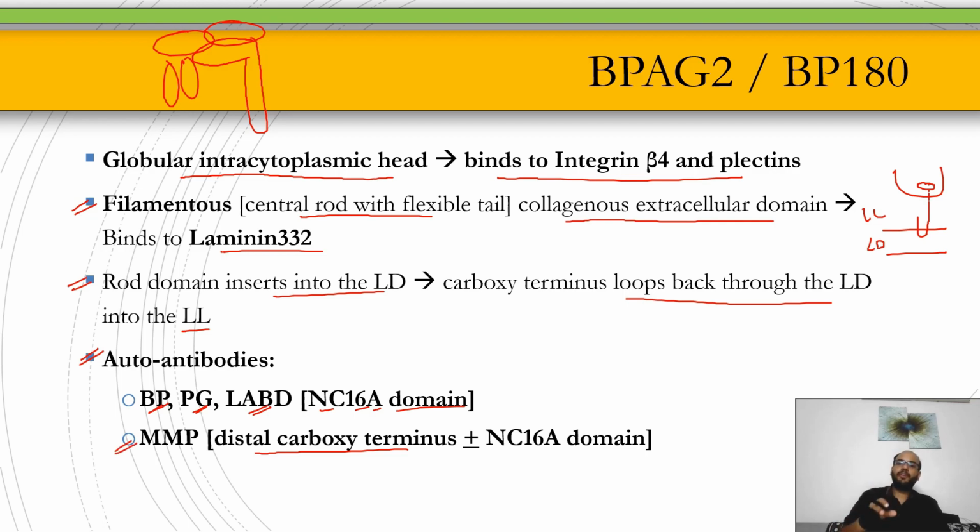Now, mucous membrane pemphigoid has shown autoantibodies against two parts: the NC16A domain, the same autoantibodies that we see in bullous pemphigoid, PG and LABD, and additional antibodies to the distal carboxy terminus have also been found in mucous membrane pemphigoid. So these two are the examples of autoantibodies to bullous pemphigoid antigen 2. Clear? Let's move forward.